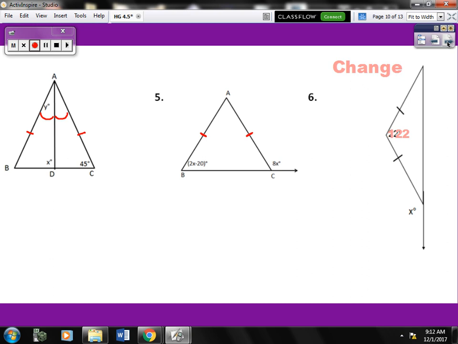All right, so in number 4, we should add in the congruent sides and the congruent angle markings. Those should have been given to you. My apologies.